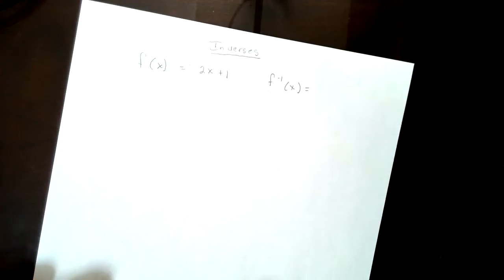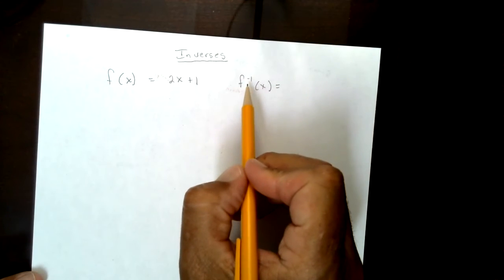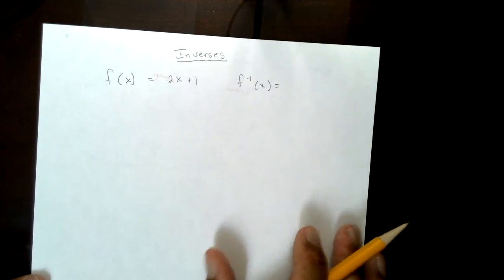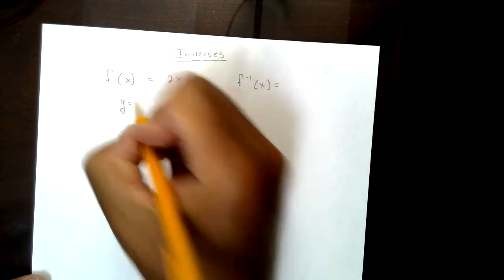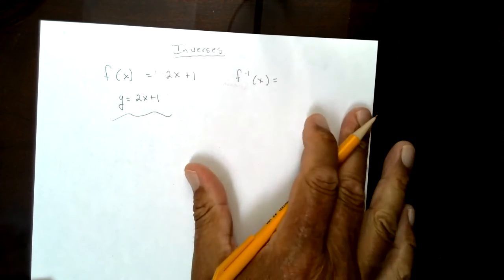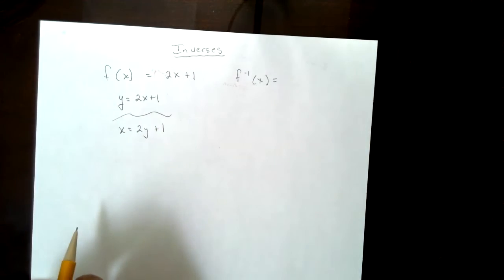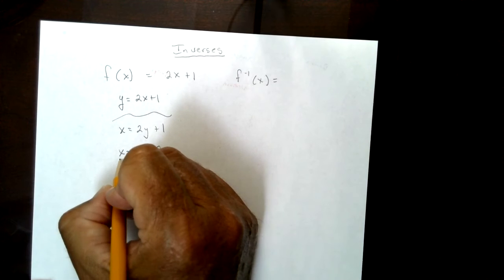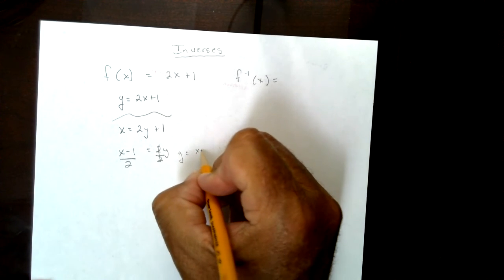Real quick, staying with the idea of inverses, how do I find a function's inverse? Inverse notation is written as f to the negative 1 of x. So if I start with this, I'd like to find its inverse. The way we find inverses, we take away f of x and write y. y equals 2x plus 1. Now to find someone's inverse, I switch the x with the y, and now I solve for y. I'm going to subtract 1, divide by 2, and I get y equals (x minus 1) over 2.